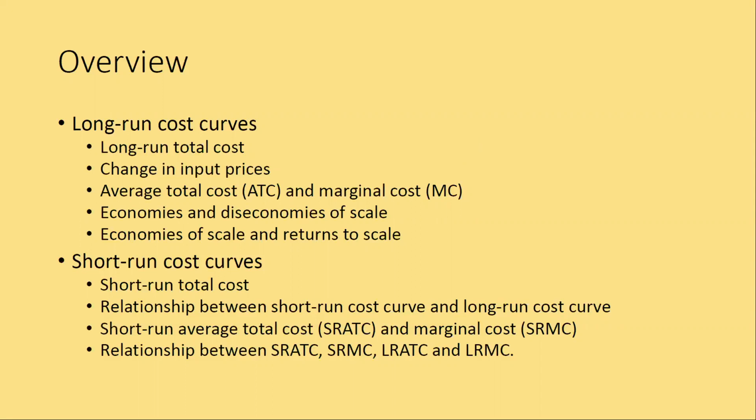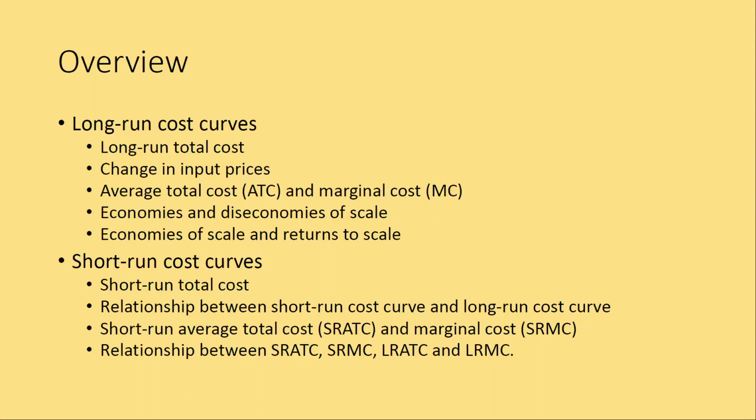We will then show what happens when the input prices change. We will define the average cost and the marginal cost, which are similar concepts to, say, average products and marginal products, or average utility and marginal utility. We will also introduce the concept of economies of scale and diseconomies of scale, and we will make a comparison between those and the returns to scale that we learned previously. Those concepts are closely related.